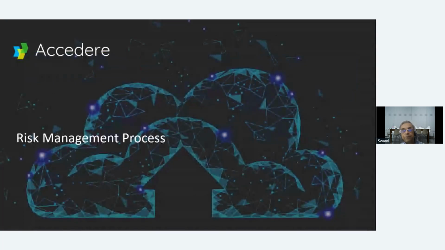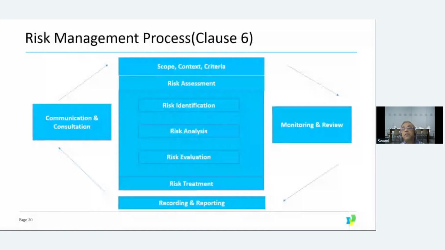Now, coming back to the next topic, it is on the risk management process. If you look at this diagram, there is a set of items in the center which need to be implemented, processed, and looked at, and they are all connected with monitoring and review, communication and consultation, recording and reporting. All are connected to this main process. What are all the process steps? The steps involved in the process are all given here in this diagram.